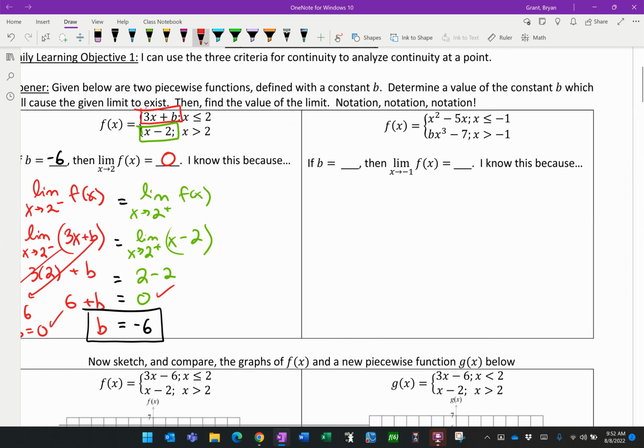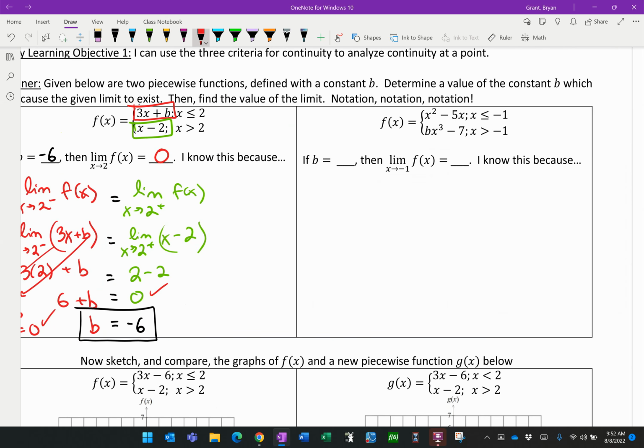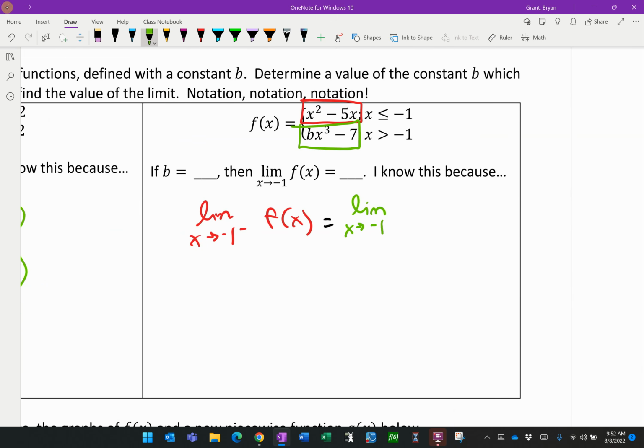So let's try our next one just to make sure we have this concept down. I'll do the same thing. We'll do red up top and green down below. We're going to find the limit as x approaches where this time? -1 from the left side, and less than -1 is my red equation, x squared minus 5x. And I already did what I said you shouldn't do. I'm going to start with f of x. Oops, there we go. Equals, and we'll do the right side. The limit as x approaches -1 from the right side of f of x.